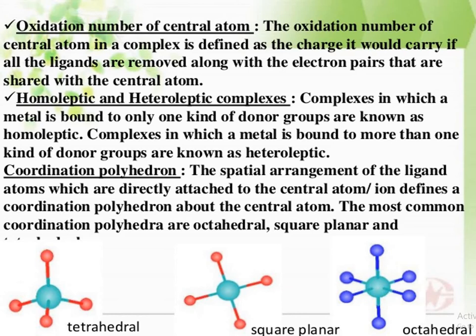Coordination polyhedron. The spatial arrangement of the ligand atoms which are directly attached to the central atom or ion defines a coordination polyhedron about the central atom. The most common coordination polyhedra are octahedral, square planar, and tetrahedral.